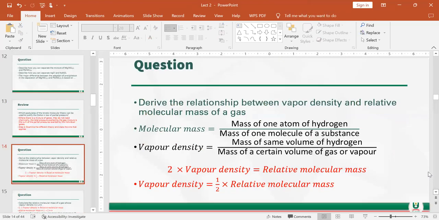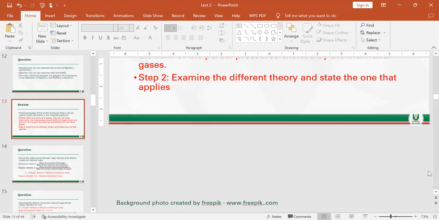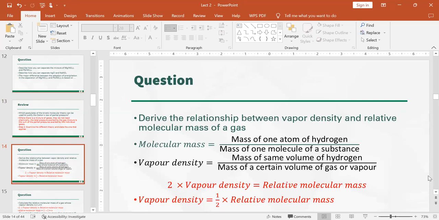Derive the relationship between vapor density and relative molecular mass of a gas. The relative molecular mass is the mass of one molecule of a substance. Vapor density is the mass of a certain volume of gas. So what we have here is that 2 times vapor density is the same as relative molecular mass. To calculate the relative molecular mass, you say 2 times the value of the vapor density.